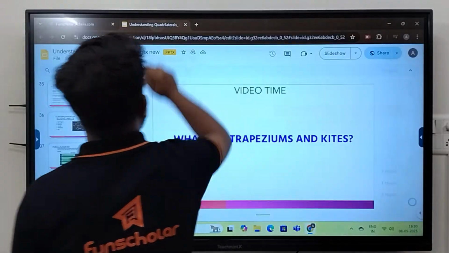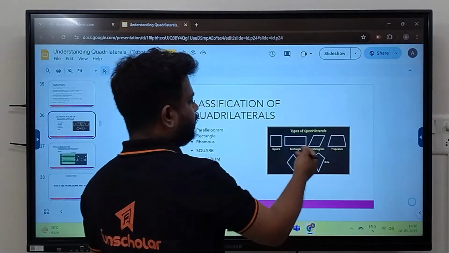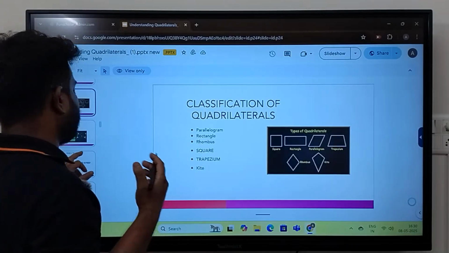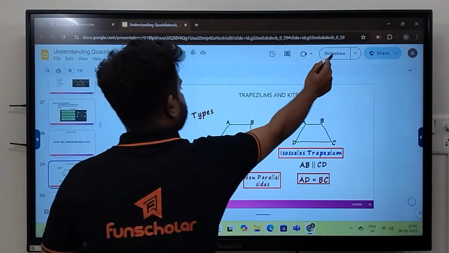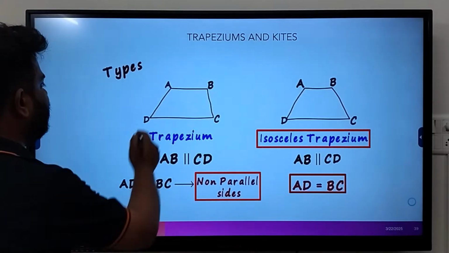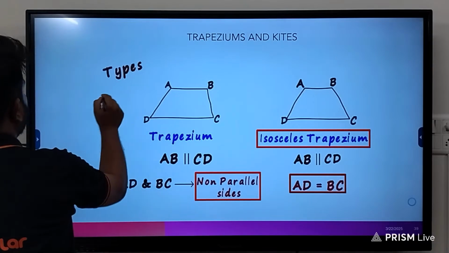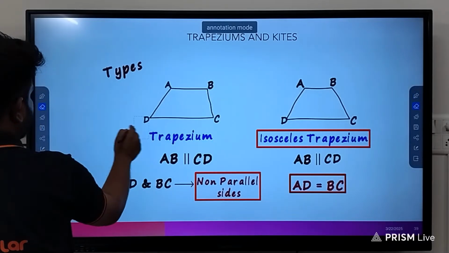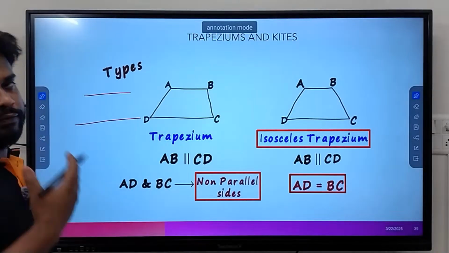Okay, so we already learned about parallelogram, and from this video we have learned about a trapezium and kites. So let's discuss it a little bit. For a trapezium, AB and CD will be parallel to each other. That means that they won't touch, they don't cross each other ever.